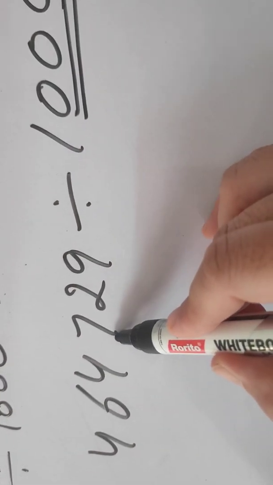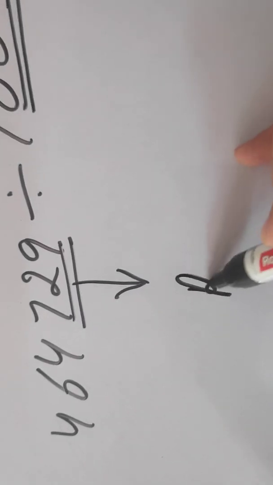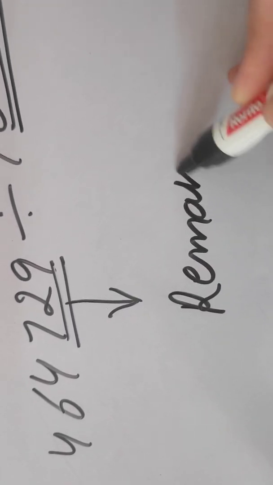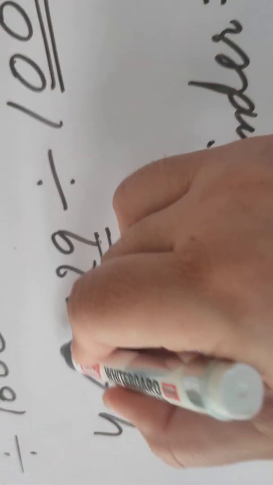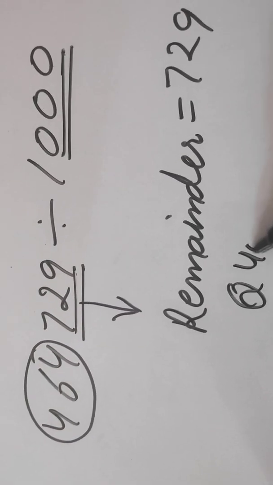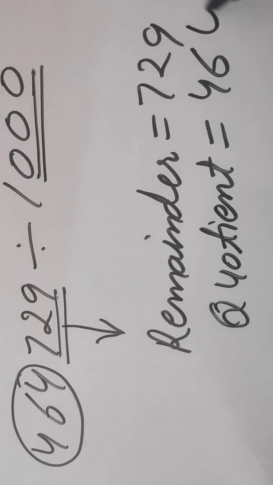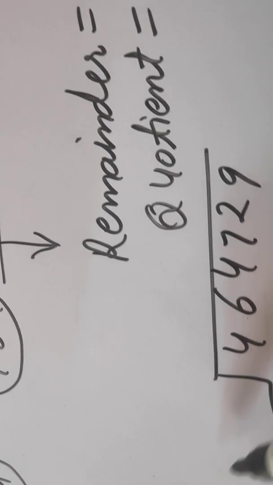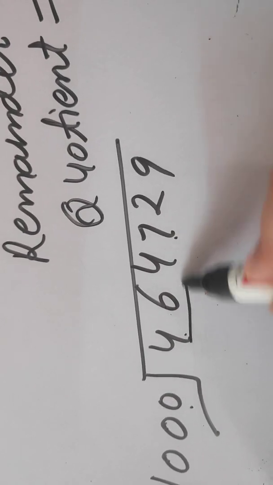So from the dividend, the last 3 digits will become the remainder. So what is the remainder here? Remainder is 729 and the rest of the digits which were left will become your quotient. So what is the quotient here? Division answer is 464. You can check this through your division also. 4,64,729 you are going to divide by 1000. Here there are 4 digits, so you have to take 4 digits from here also.